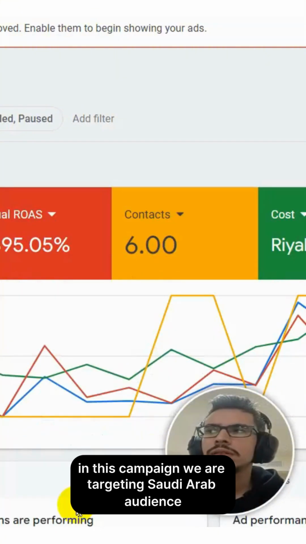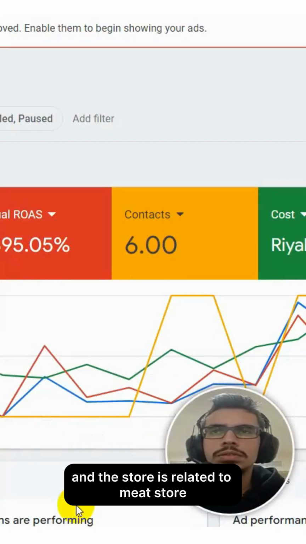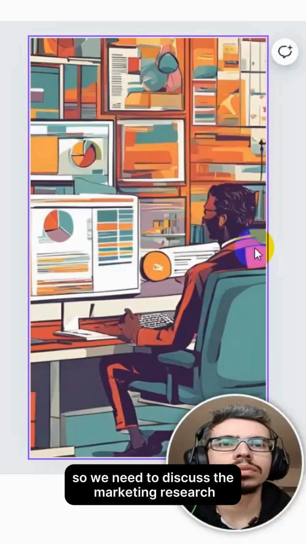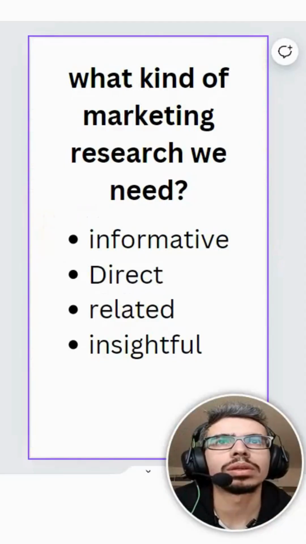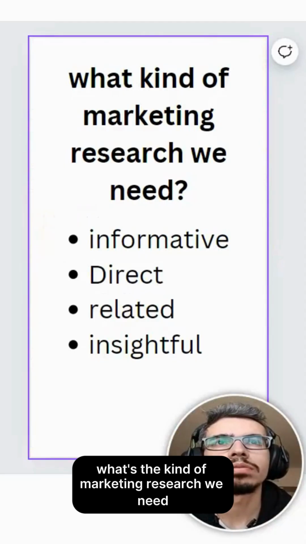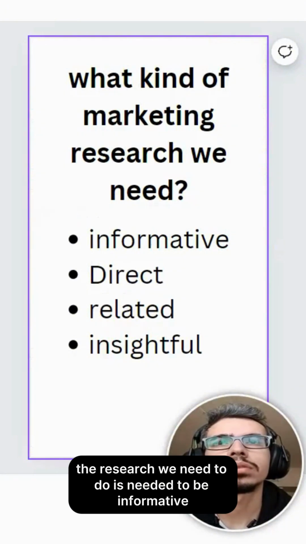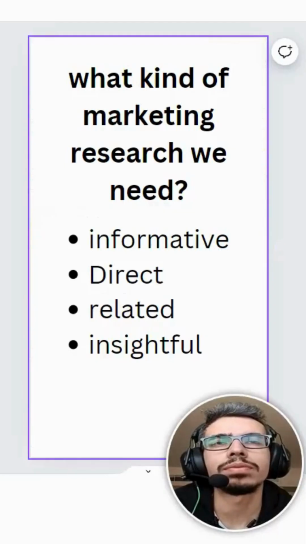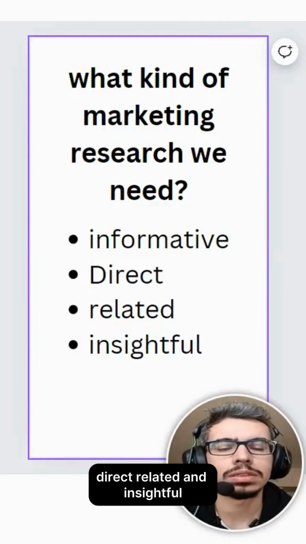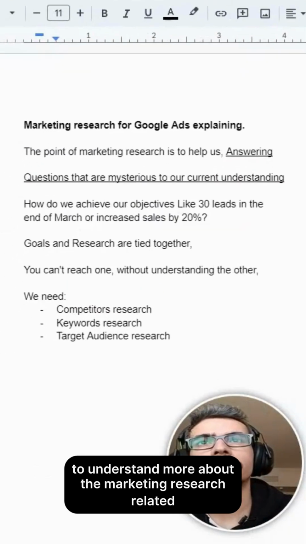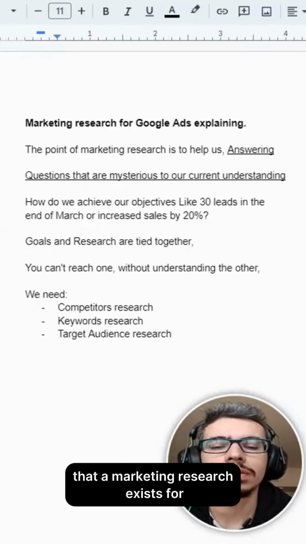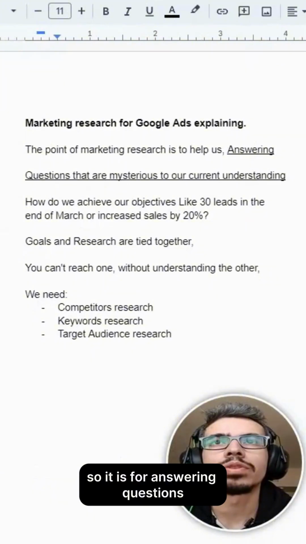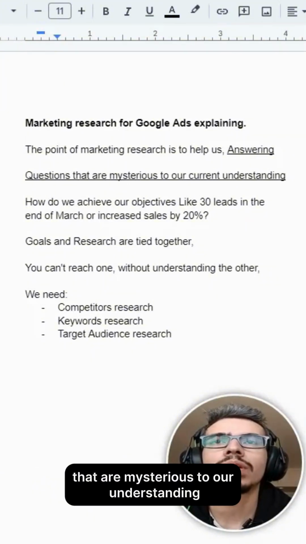In this campaign, we are targeting Saudi and Arab audiences, and the store is a meat store. So we need to discuss the marketing research for the work we did. We have to look at what kind of marketing research we need. The market research needs to be informative, direct, related, and insightful. To understand marketing research in Google Ads, we need to view the point that it exists for: answering questions that are mysterious to our understanding.